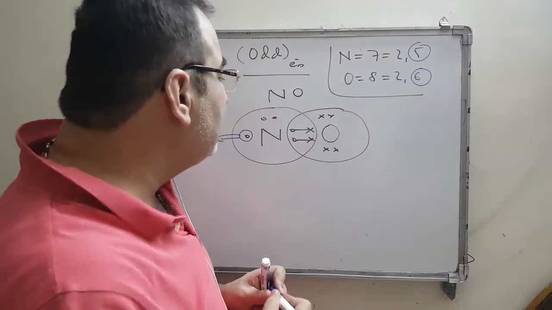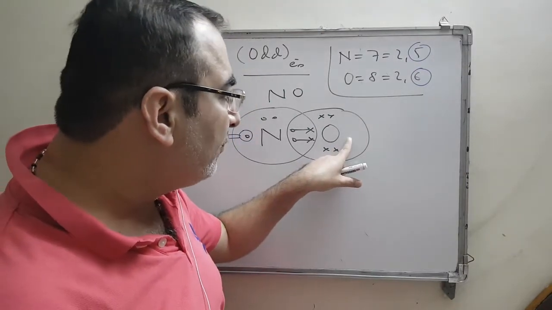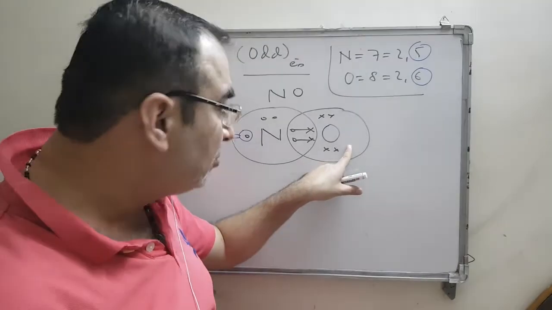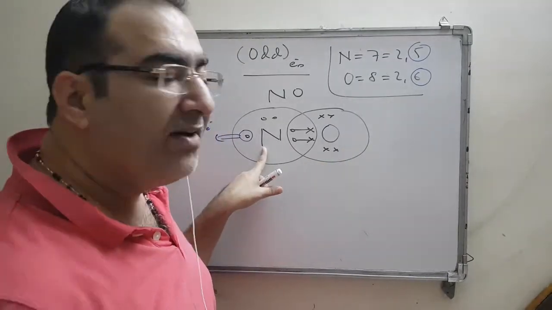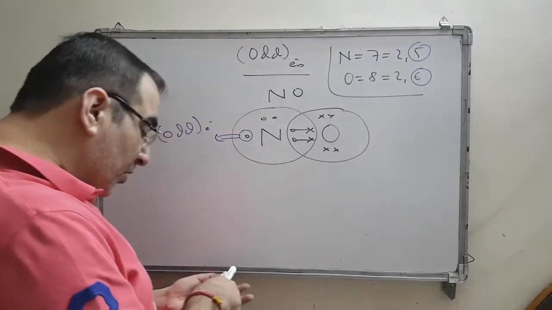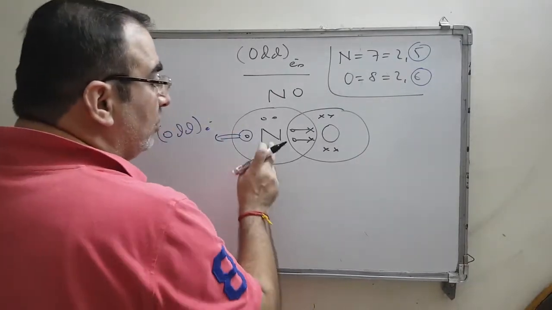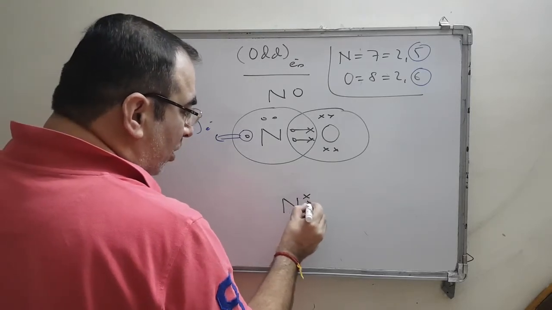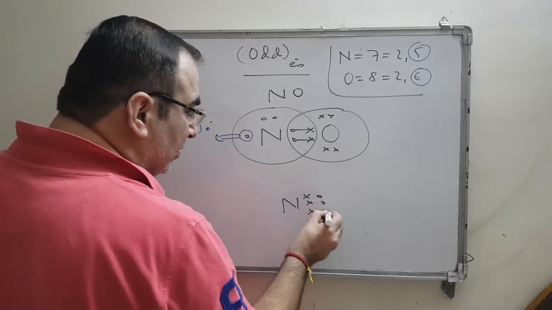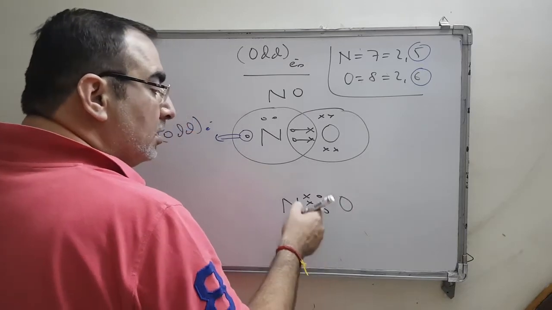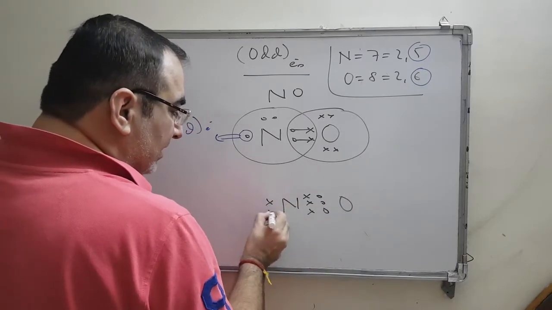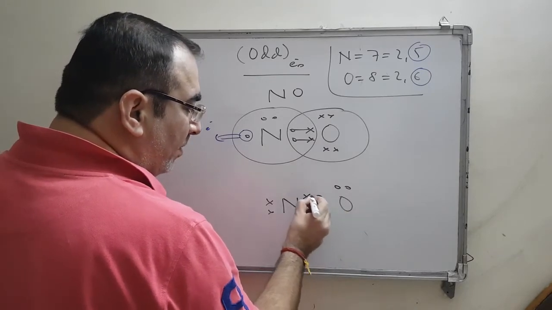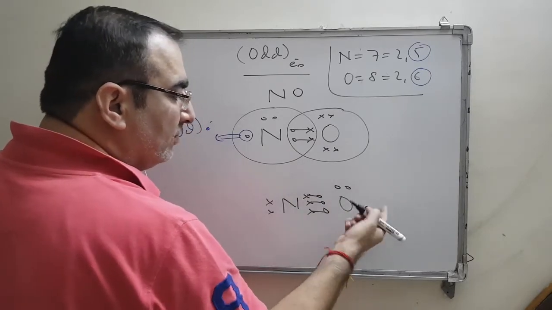Now the problem is, if you satisfy the octet of oxygen, then the odd electron will be like this only, and oxygen has 8 electrons while nitrogen has only 7 electrons. Now suppose somebody says, no sir, I want to complete the octet of nitrogen. Then you will try to form 3 bonds like this, and then oxygen has 6 electrons, 3 are forming bonds and 1 electron is left as it is.